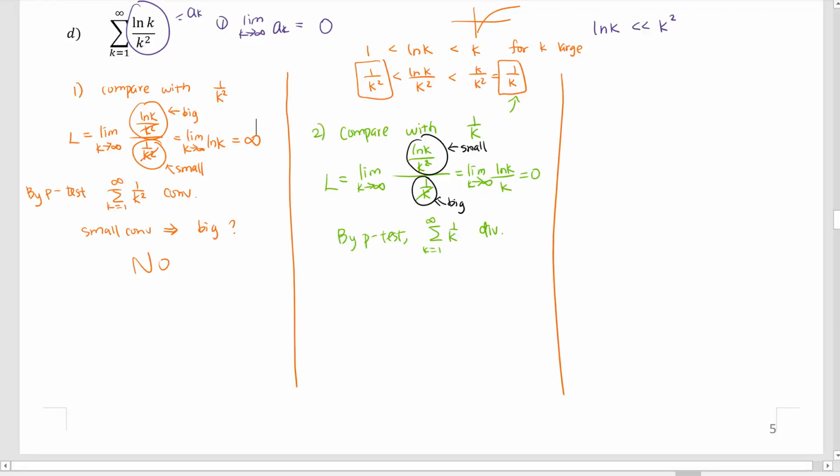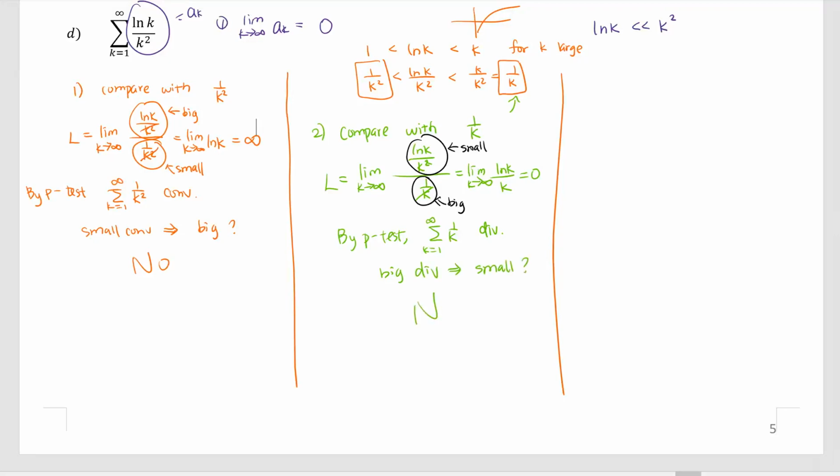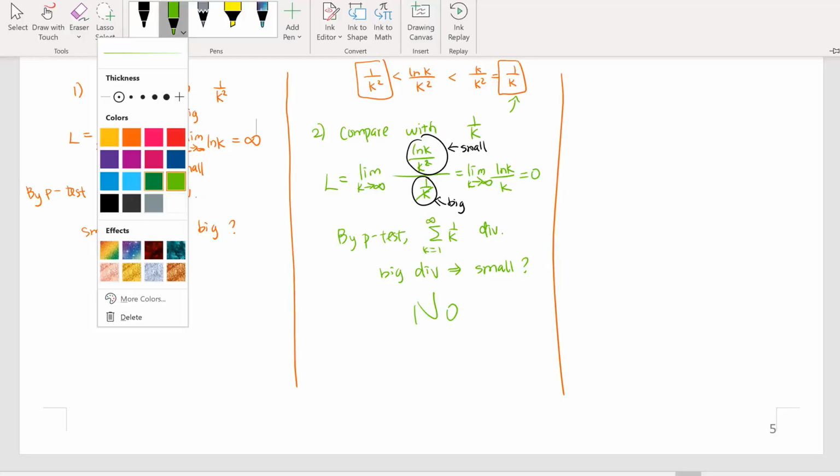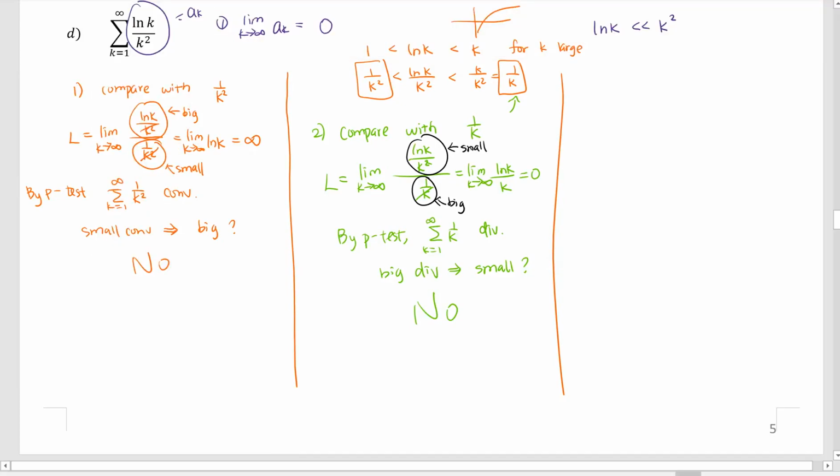Okay, then well, what can we say? If the big guy diverges, can we talk about the small guy? No! Oops! So that's why you see I drew 3 lines. So both of them don't work. Okay, so we need to try, what color do you like? How about blue? Okay, so 1 over k doesn't work. 1 over k squared doesn't work.